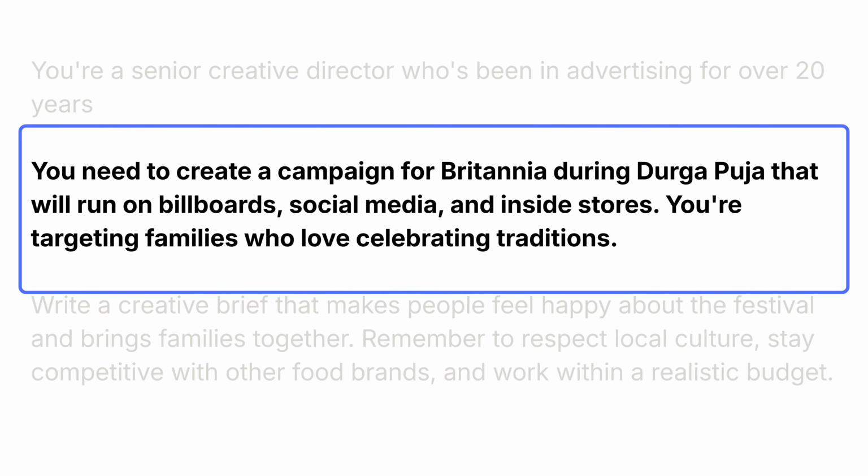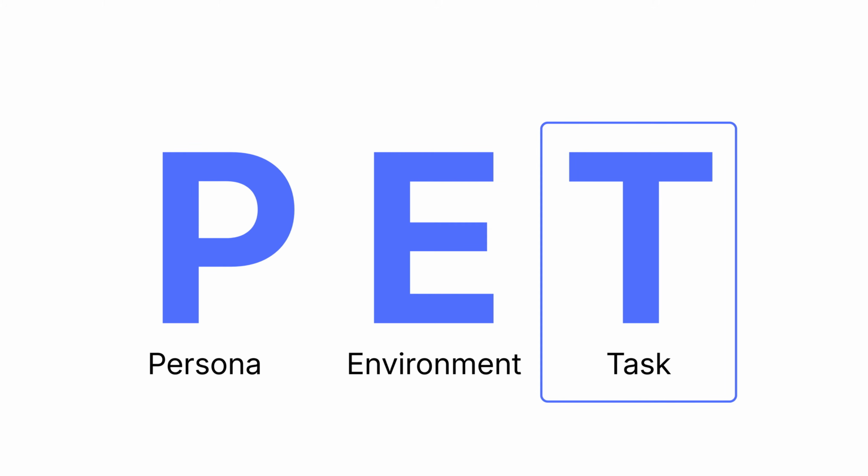So let's look at this example over here. You need to create a campaign for Britannia during Durga Puja that will run on billboards, social media, inside stores, and you are targeting families who celebrate traditions. Did you see what I did there? I explained everything inside my environment. Why am I doing this? What is the context of the conversation? Why did I add the word Durga Puja? So that if ChatGPT wants to come up with ideas, then it can think from that perspective. The next one is T, and the T stands for task.